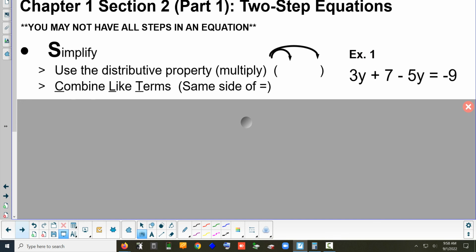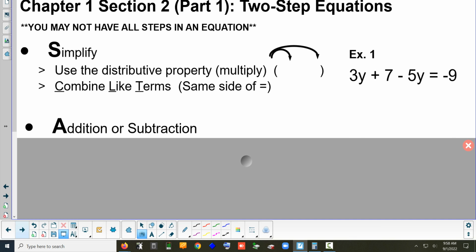When you do the simplify step, that step is just taking care of stuff on one side. The next 2 steps start moving things from one side to the other. That's what we practiced on Monday and Wednesday. Okay, moving something from the left to the right, or right to the left.